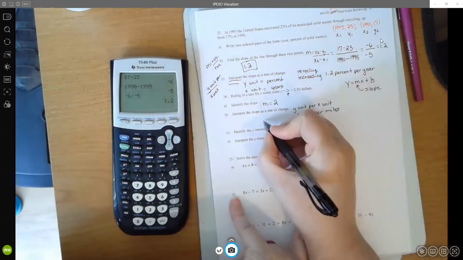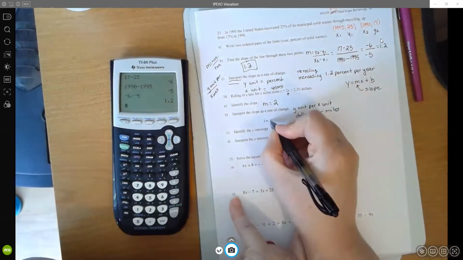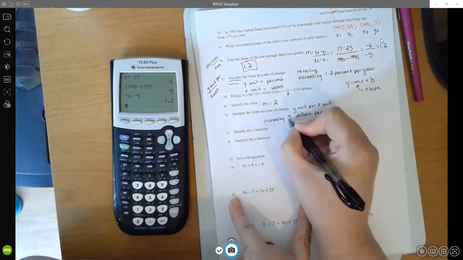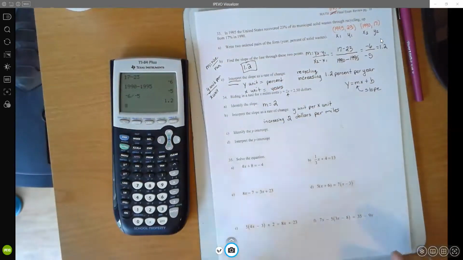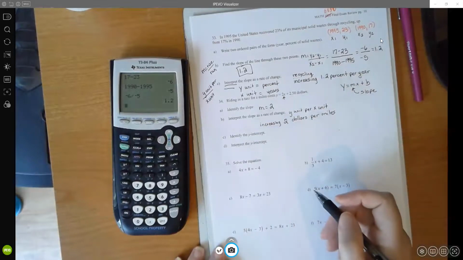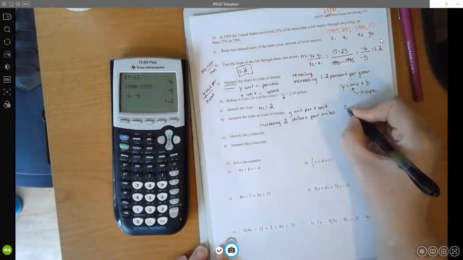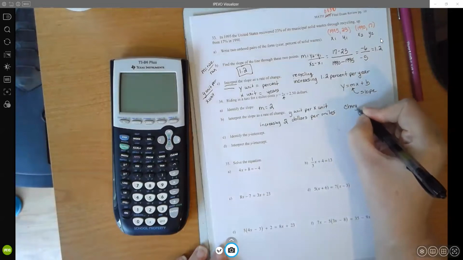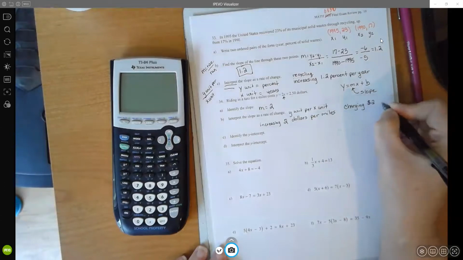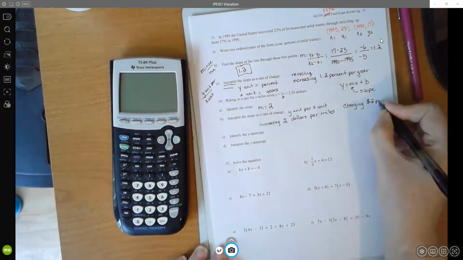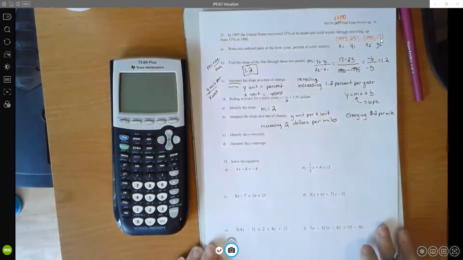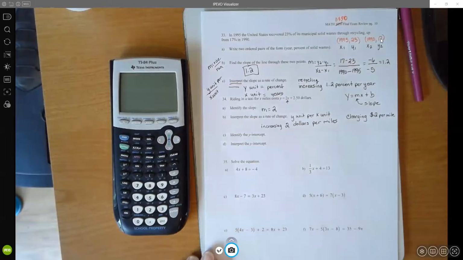So the 2 would be increasing $2 per mile. Interpret it as a rate of change. Well, in this case, it's a taxi ride, so I really wouldn't say increasing $2 per mile. I would say they're charging $2 per mile. And notice I even abbreviate the dollar sign because that's how we would write it.